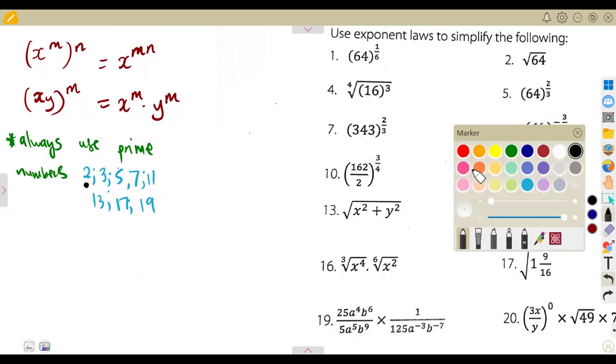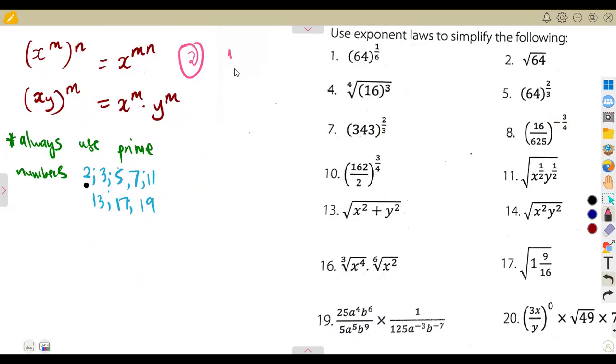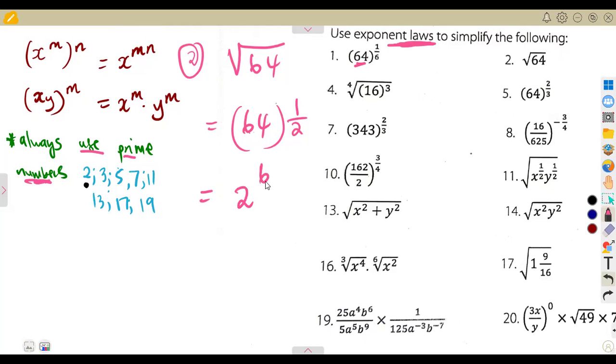All right, we are given number 2, the square root of 64, using the laws of exponents, because we are supposed to use exponent laws. The square root is the same as to the exponent of a half. So this is 64 to the exponent of 1/2 whenever we have a square root. Writing 64 as a prime number, which is the simplest form, like I said here, always prime numbers. We saw that 64 can be written as 2 to the exponent of 6.